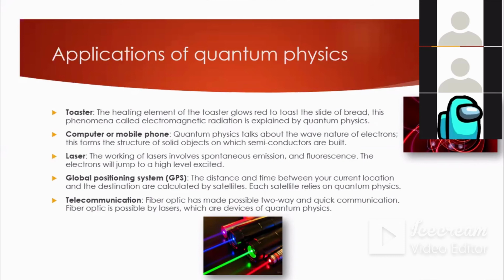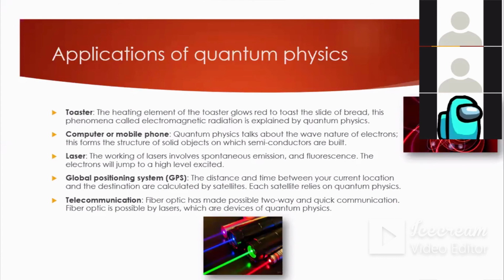The second example is computers, mobile phones, or any other devices. Quantum physics talks about the wave nature of electrons. This forms the structure of solid objects, and semiconductors are built using quantum physics. Laser: the working of lasers involves spontaneous emission and fluorescence. Electrons will jump to a high excited level, and that will make the light come out of that object or device. Global Positioning System, or GPS.